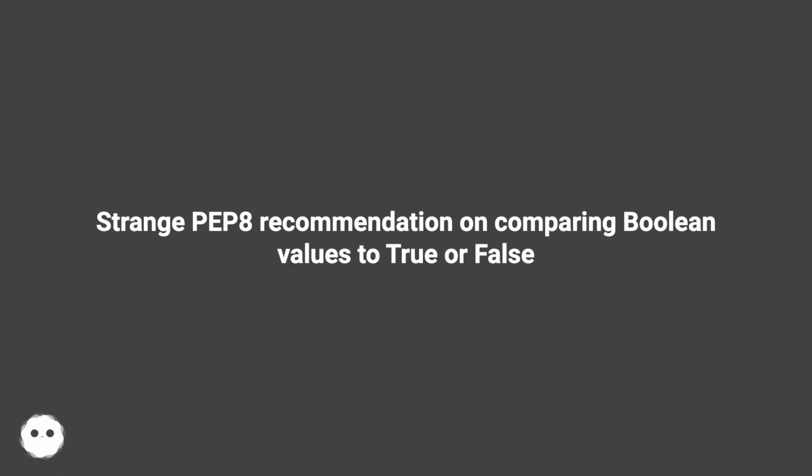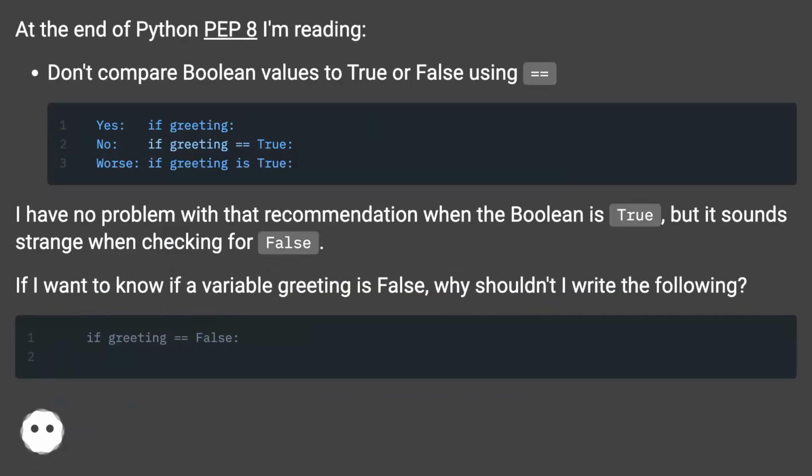Strange PEP8 recommendation on comparing Boolean values to true or false. At the end of Python PEP8 I'm reading: don't compare Boolean values to true or false using equals equals. I have no problem with that recommendation when the Boolean is true, but it sounds strange when checking for false.